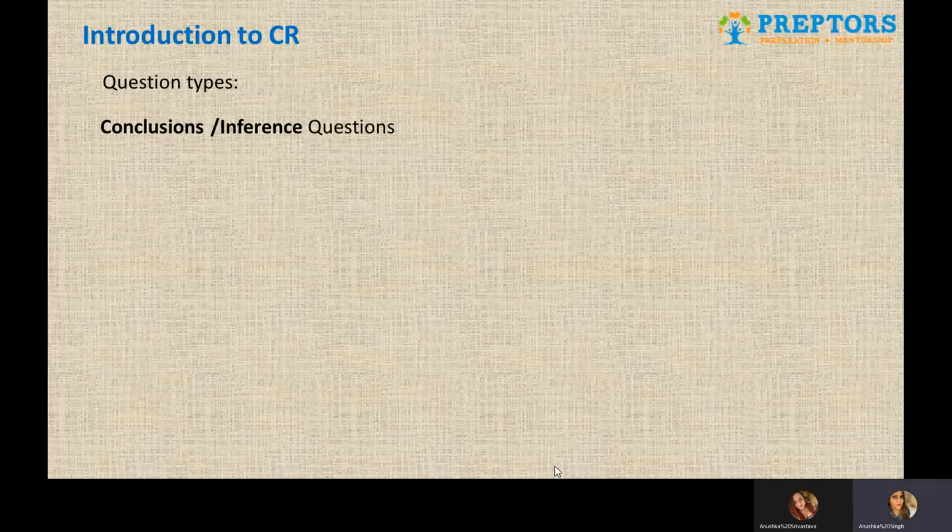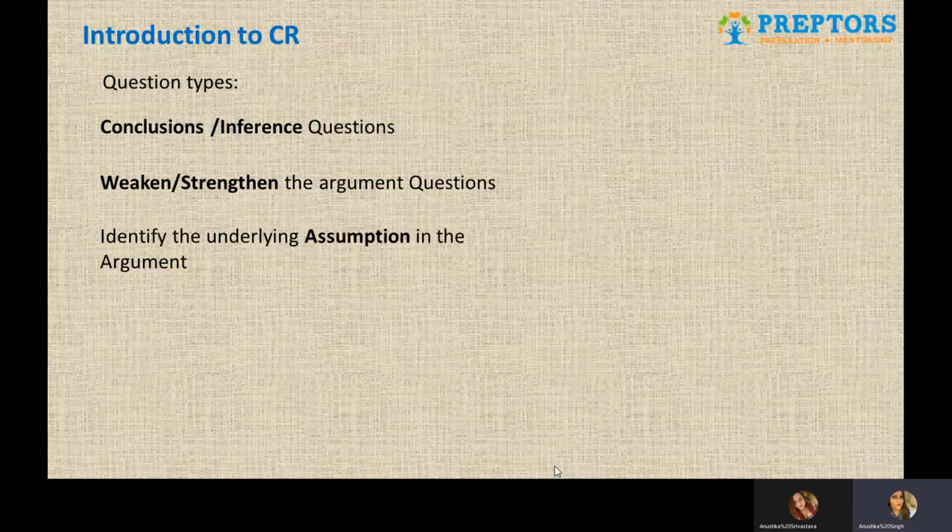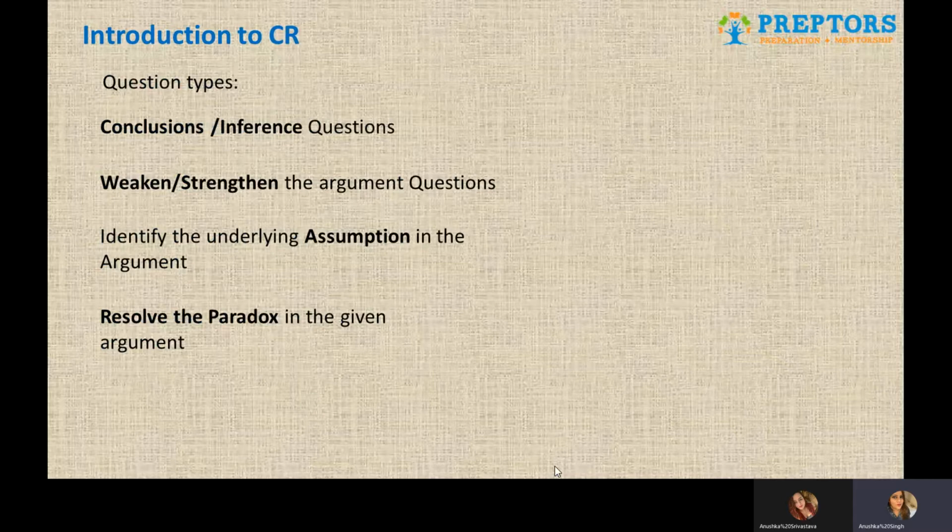Let us see the question types. What are the question types that concern critical reasoning arguments? The question types are conclusion or inference. In this case, conclusion and inference are exactly the same. Then we have weaken or strengthen type of questions. Then we have to identify the underlying assumption. Then we have resolve the paradox type of question. Weaken, strengthen, and resolve the paradox we will be studying in critical reasoning 2. Here we will move forward with conclusion, inference, and assumption.